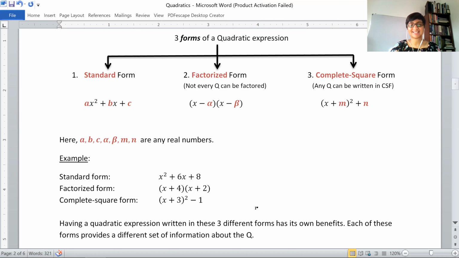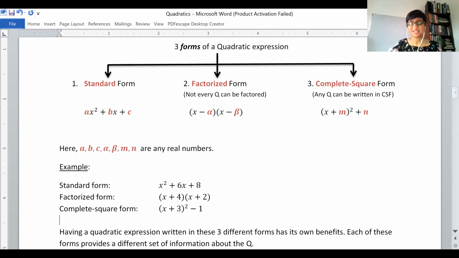So this is how you write that example quadratic that I had given you in standard form, in factorized form, and in CSF form, complete square form. If anyone is not clear with any of that, you have to let me know. So I will just show you what are these different information that they provide in these different forms. This is what I mean by this, okay? Now I'm going to go to the whiteboard.